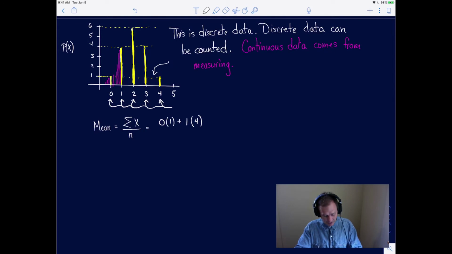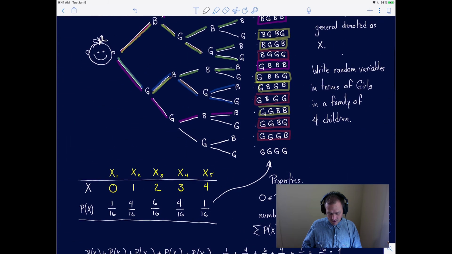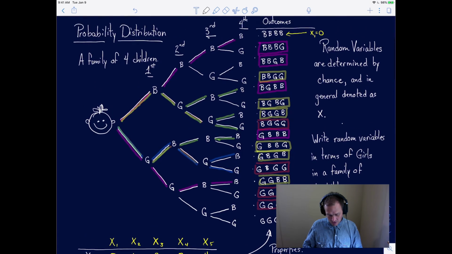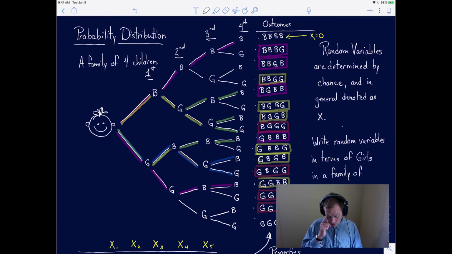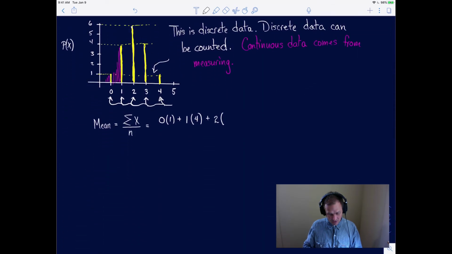Okay? Plus, our next data values were 2's. And how many 2's did we have? Well, let's come back up above and look. For our 2's, we had our 2's here. 2 girls. Oh, our 2 girls were these yellows. So I have 1, 2, 3, 4, 5, 6 different ways. So 6 different ways to have 2 girls.